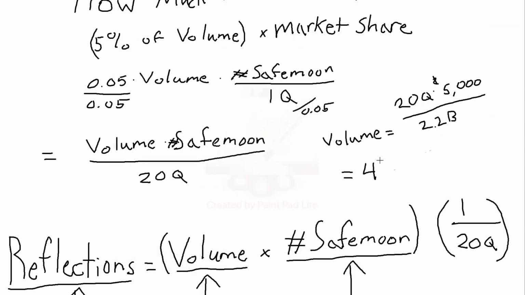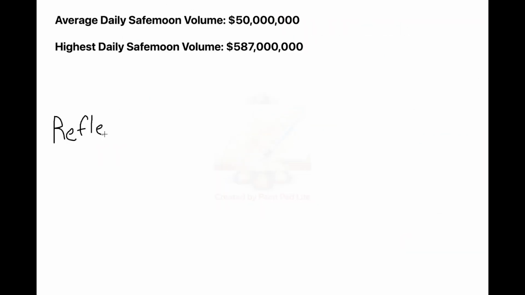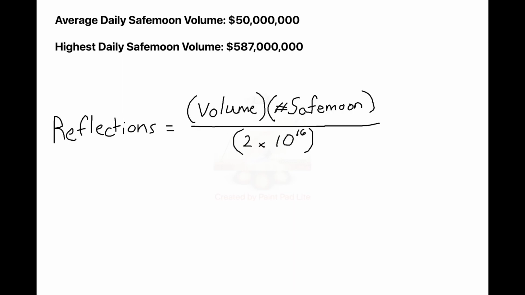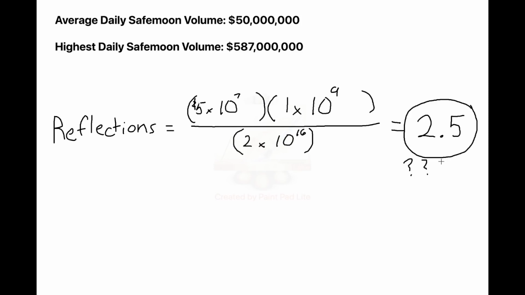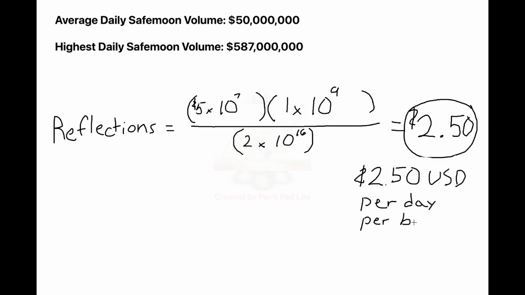Okay, we've said a lot. To recap, this is good. We have our equations. Let's apply this to what we see day to day. The standard volume we've seen lately is around $50 million daily. To calculate what a person with 1 billion tokens receives from this $50 million, let's just substitute it into our equation. We put in 50 million for volume and 1 billion for Safemoon, and that gives us a neat answer of 2.5. What is this number? This is the value in US dollars of your daily reflections. If you have 1 billion coins and the daily volume is $50 million, you get $2.50.